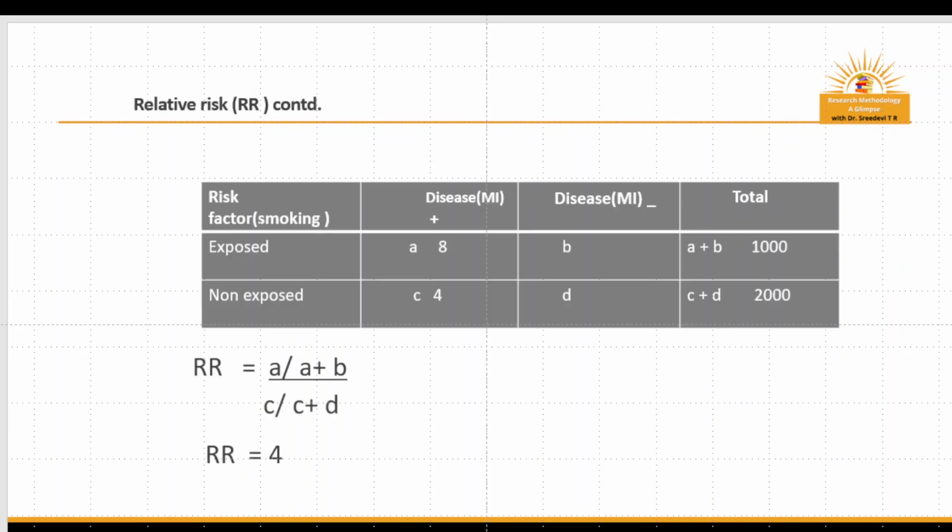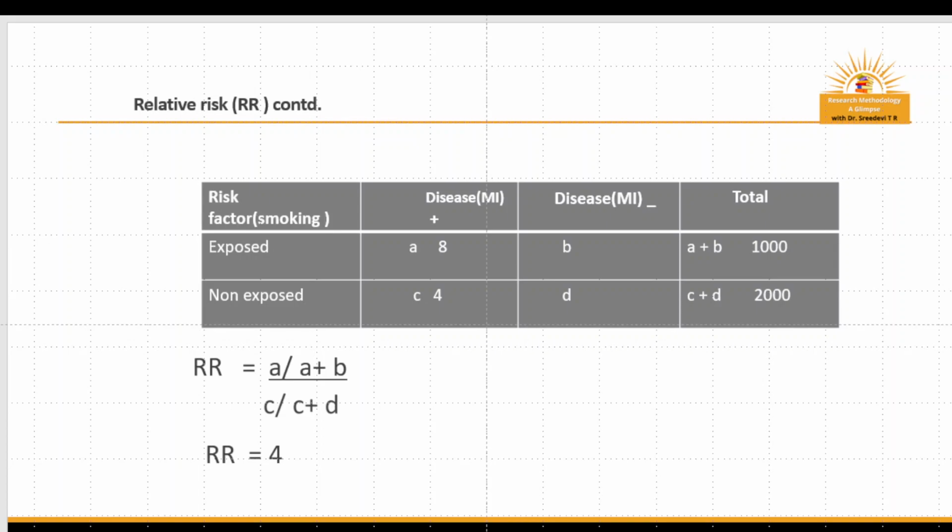1,000 smokers followed for 1 year, 8 developed myocardial infarction. 2,000 non-smokers followed for 1 year, 4 developed myocardial infarction. How to calculate RR? RR equals 8 by 1000 divided by 4 by 2000, that is 4. What does this RR of 4 mean? The risk of smokers developing MI is 4 times greater than non-smokers.